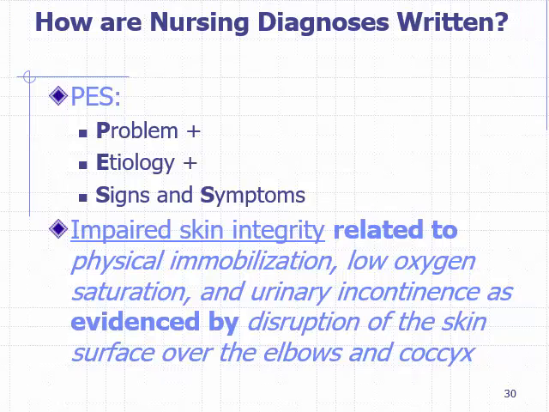An example of this is impaired skin integrity. Then you have your etiology, which is frequently stated as the related to. So here we have impaired skin integrity related to physical immobilization, low oxygen saturation, and urinary incontinence. And then you have your signs and symptoms, as evidenced by disruption of the skin surface over the elbows and coccyx. And that is how your nursing diagnosis is written.